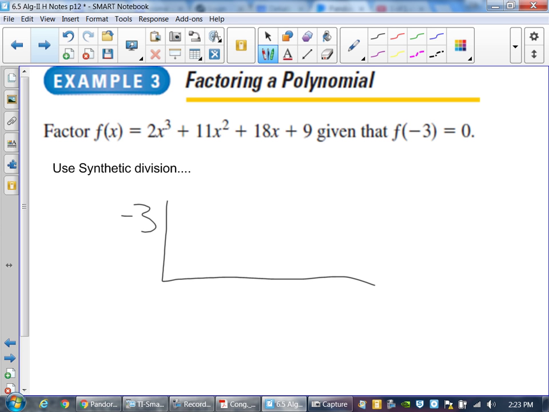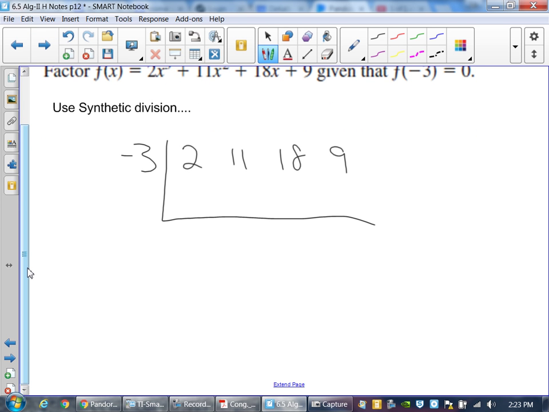Half a rectangle, 2, 11, 18, and 9. What's the first step? Drop the 2. Don't drop the deuce. Drop the 2.